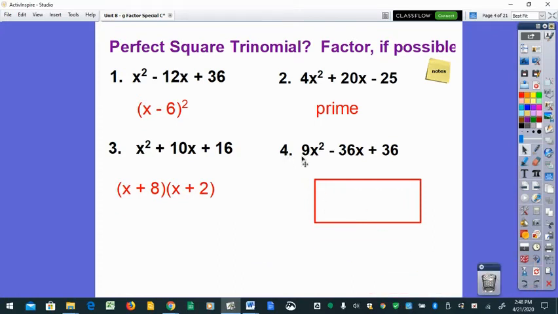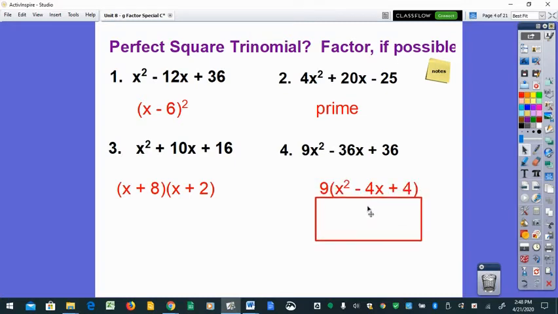And the last one here, before I go anywhere, I'm going to notice that there is a greatest common factor. So the first thing I'm going to do is factor out that 9, and boy, does that make this a lot more pleasant to work with. So 9 times x squared would give me the 9x squared. 9 times negative 4x would give me the negative 36x. And 9 times positive 4 would give me the positive 36. The 9 is going to come along for the ride.